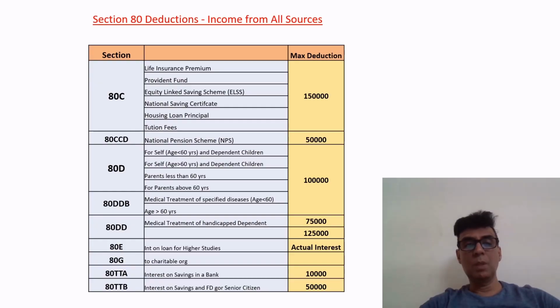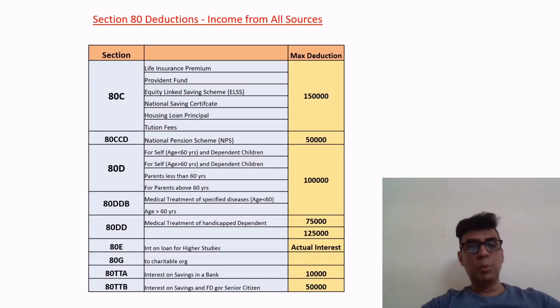So guys, after these exemptions are removed from gross total income, we get taxable income. But you don't pay tax on this taxable income also. Income tax laws provide you with certain deductions which must be removed from the taxable income to arrive at net taxable income. What are these deductions? Let us have a look at them also.